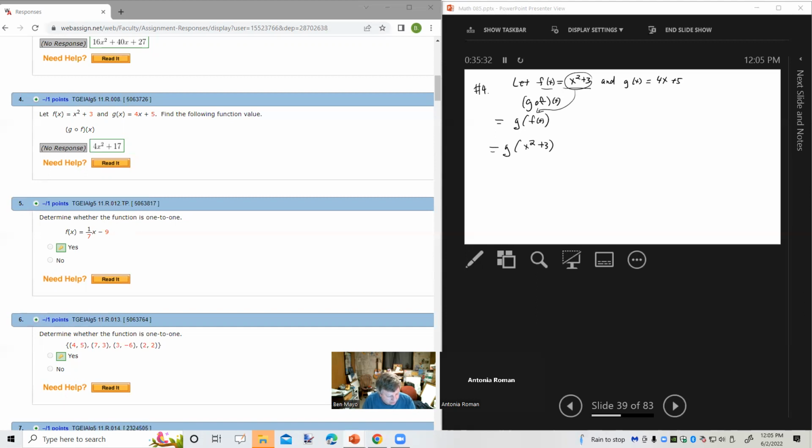So far, so good. Yes. What is g of x squared plus 3? Well, g of x squared plus 3 is 4 times x squared plus 3 plus 5, which is 4x squared plus 12 plus 5, which is 4x squared plus 17. My x is mutating into a y. Okay.